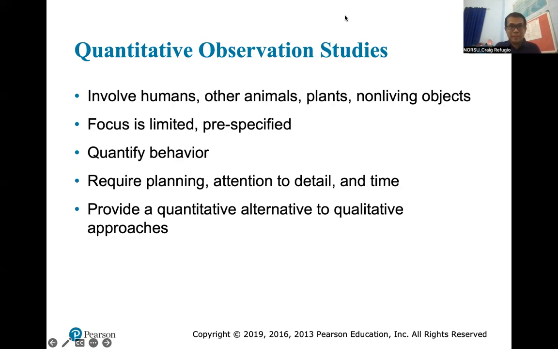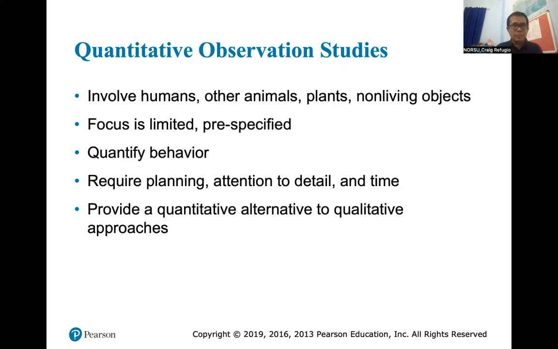You have to specify the duration of the study. Attention to detail, so you have to be detailed on how you are going to do the entire research process. Because if you do that in a capsule manner, then no one could understand you. The reader could not understand what you are talking about. Remember that we are writing not for ourselves as the researchers, but for our readers.